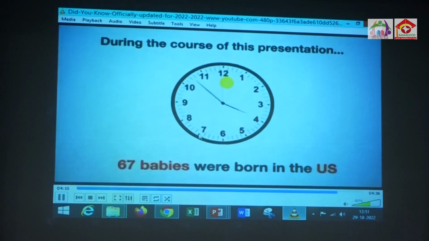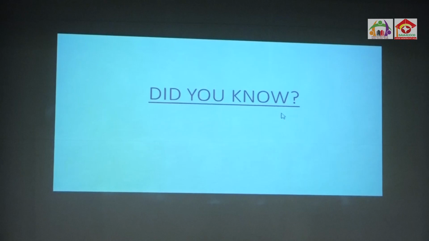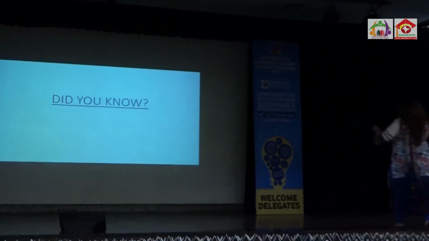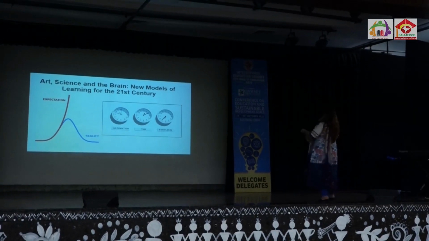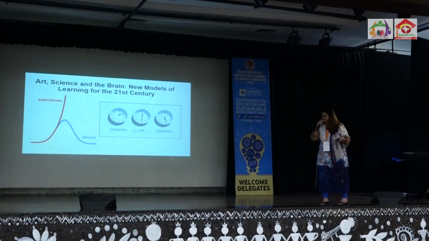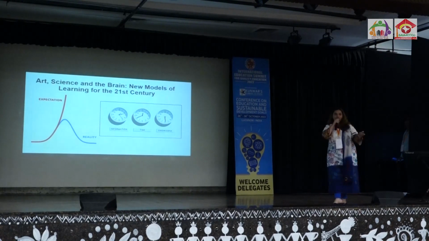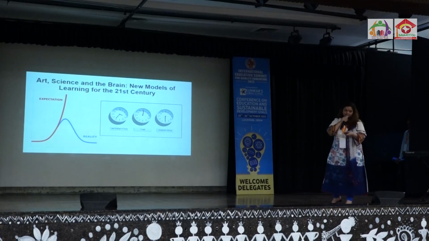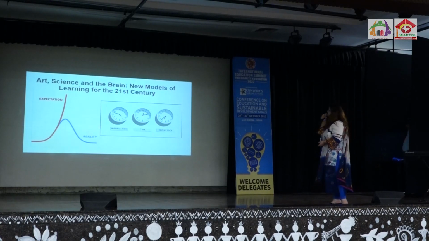So we can see we live in the information era. Can we have the next slide, please? Yes. This is the new model of learning for the 21st century. We have to have kids who know arts, who have the knowledge of science, and have the brain. This is the expectation. But what is the reality?